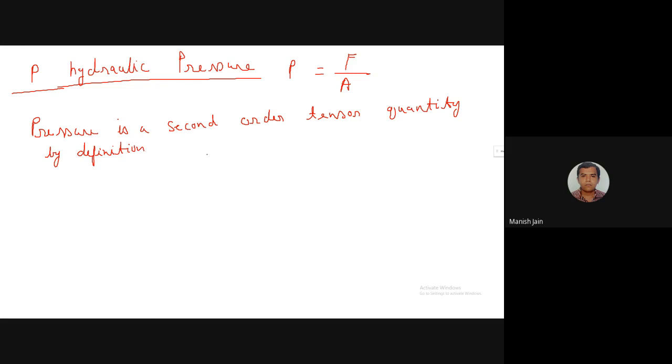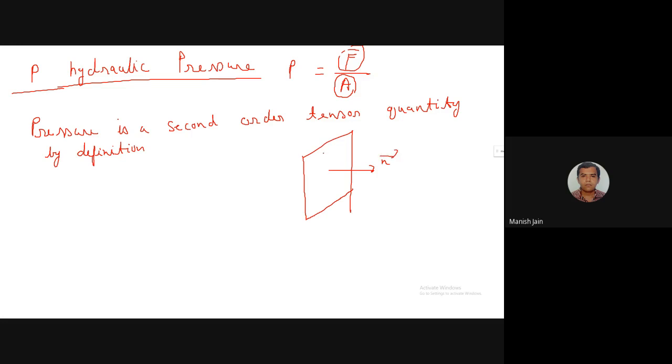Okay. Why is it a second order tensor quantity? Because force is a vector quantity, force has a direction, and area is also a vector quantity. Area represents the surface. Suppose this is a surface, so this surface A has a direction. You can say the outward normal direction represents the direction of the surface.